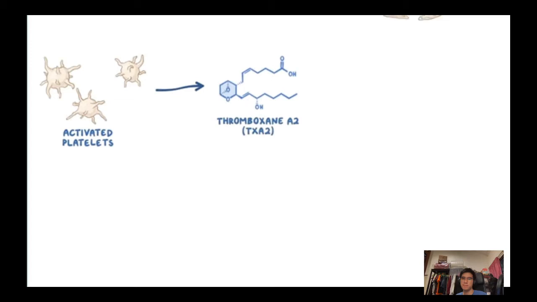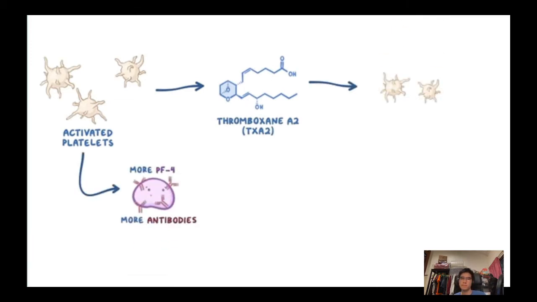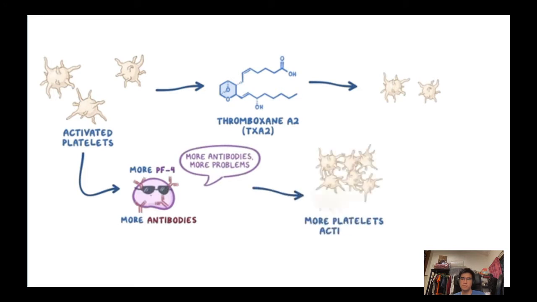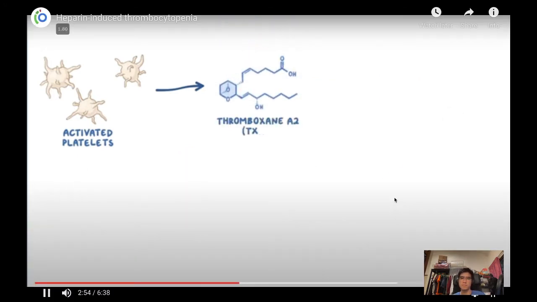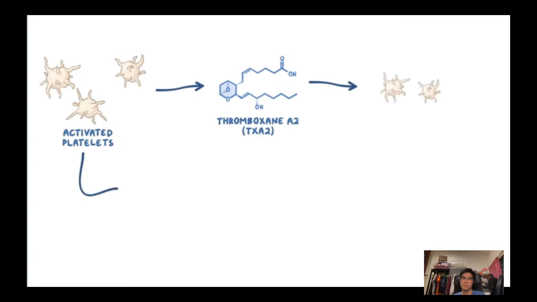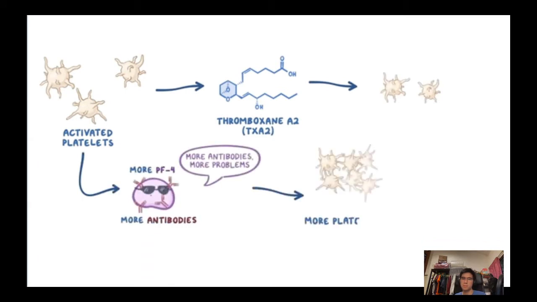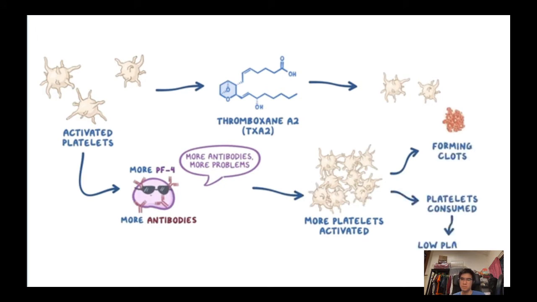Now, when the antibody binds, it causes the platelet to activate. The activated platelets release procoagulant chemicals like thromboxane A2, or TXA2, which causes other platelets to activate. At the same time, the original platelet will also release more PF4s, so more antibodies will bind and keep it activated. These events lead to more and more platelets getting activated, and they start forming clots throughout the body. This way, a lot of the remaining platelets also get consumed, which results in a low platelet count.